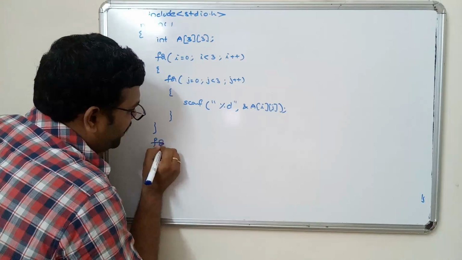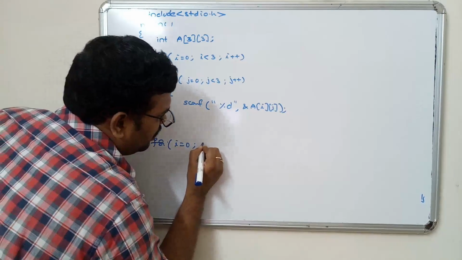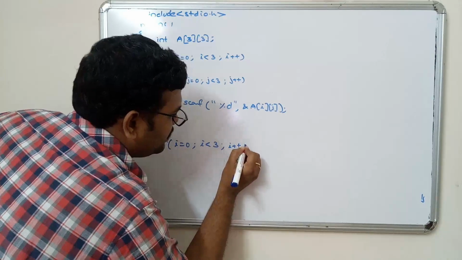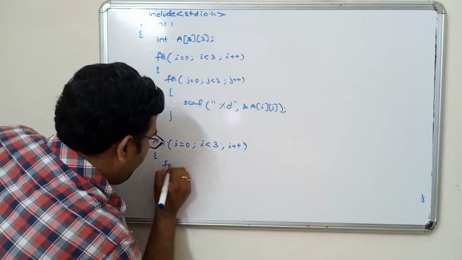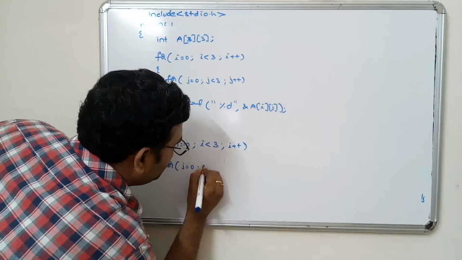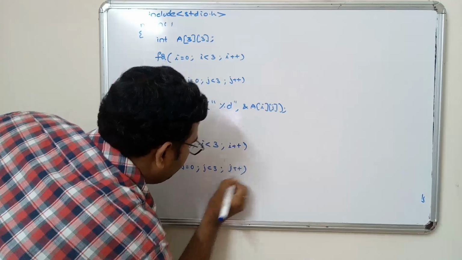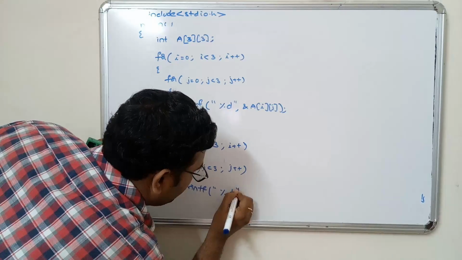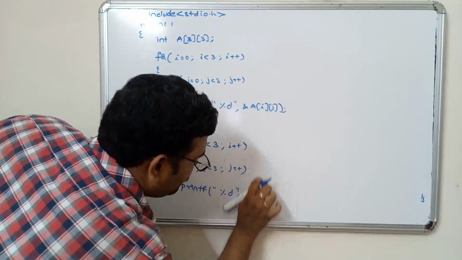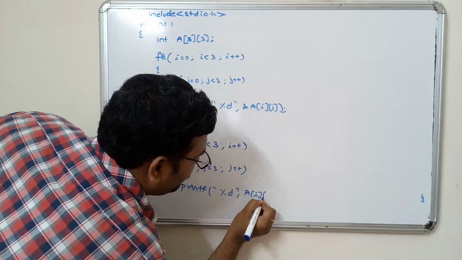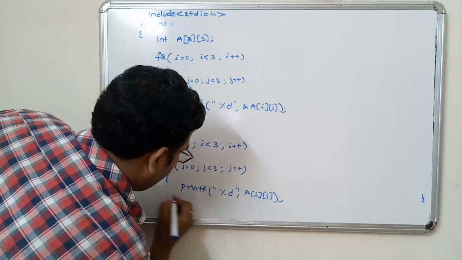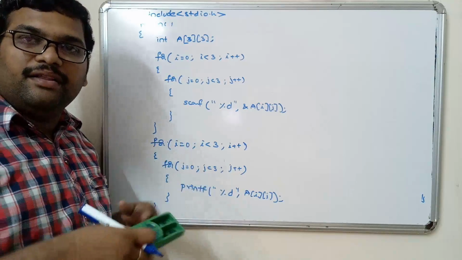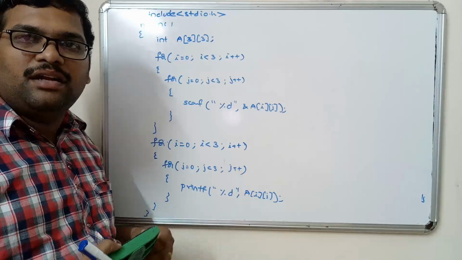Now again print the same elements. For i is equal to 0, i less than 3, i plus plus. For j is equal to 0, j less than 3, j plus plus. printf("%d", a[i][j]). So this is a simple program for reading and writing the elements of a two-dimensional array.